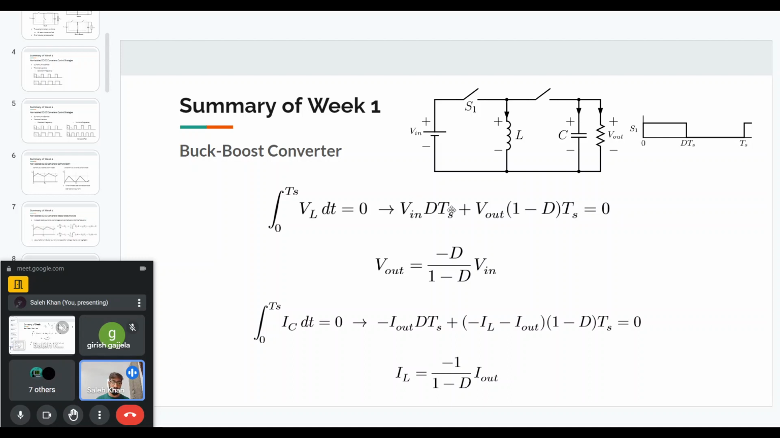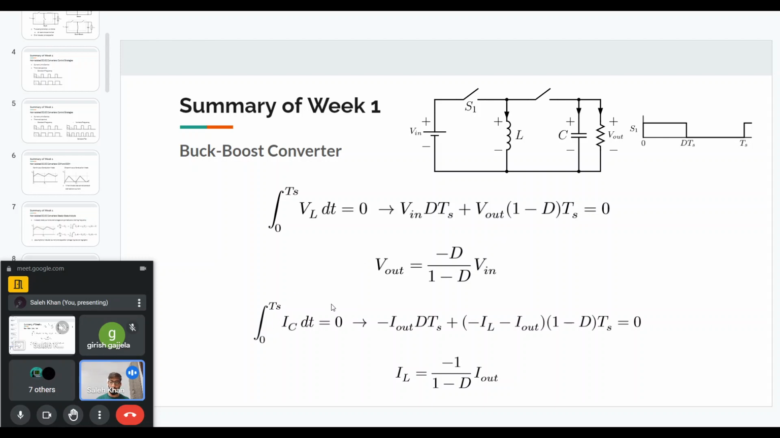And then if I rearrange these, I will find out that V out is equal to minus duty ratio divided by 1 minus duty ratio times input voltage. So that means if I have a positive input voltage, using this convention, and the duty ratio can only be positive, then I will get a negative output voltage. That means the top terminal will be at a lower potential compared to the bottom terminal. So this is the equation for the output voltage.